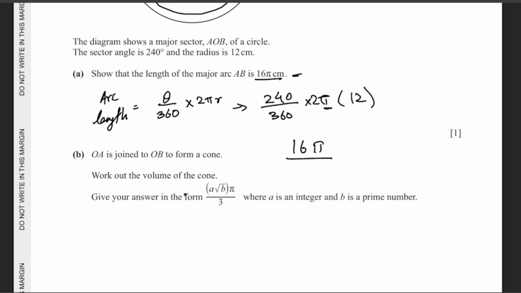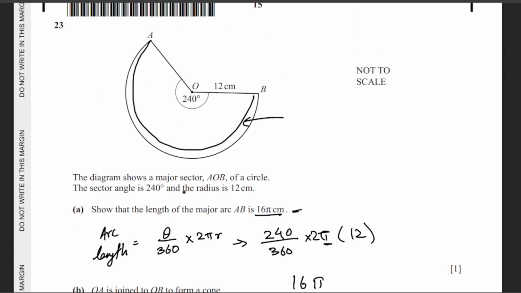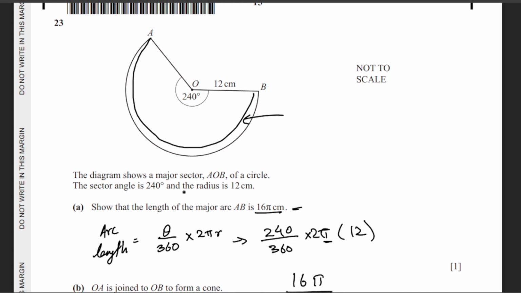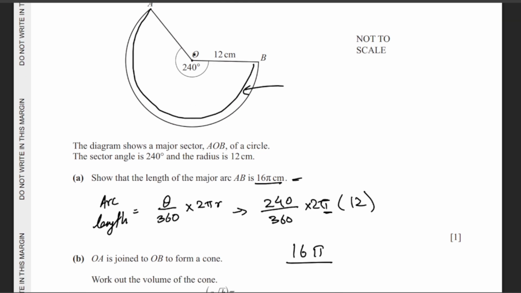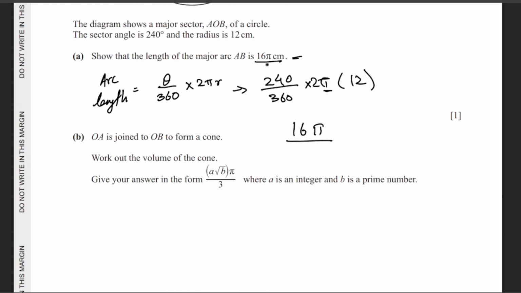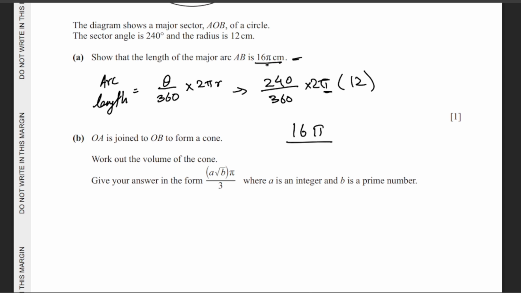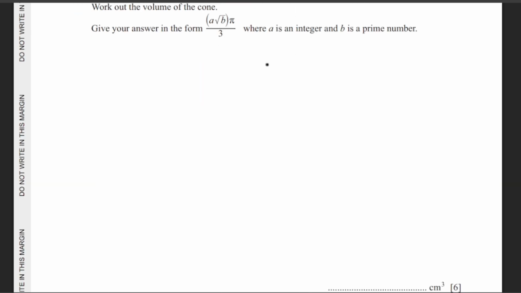Anyways, OA is joined to OB to form a cone. Where is OA? Okay. So this is joined to this. OA is joined to OB to form a cone. Work out the volume of the cone. Give your answer in the form a root b times pi. Okay. So that's the form you need to give our answer in.